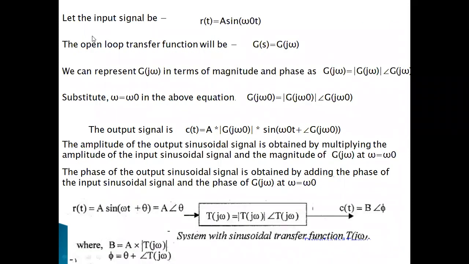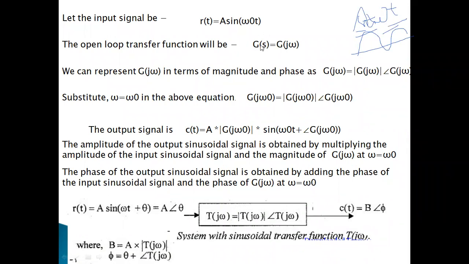Okay, no need to write all this, simply listen. Let the input signal be r of t equal to A sine omega naught t, the sinusoidal input, with amplitude A and frequency omega. The open loop transfer function of the system is G of s.